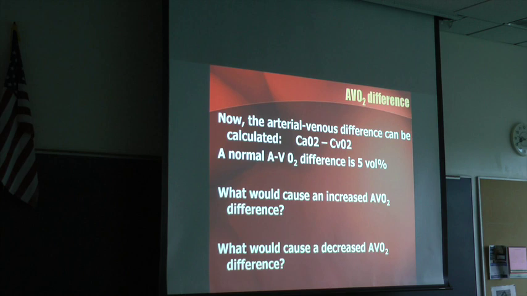Cells are not utilizing O2, such as with cyanide poisoning, or with severe sepsis. And of course, initially there's going to be an increase in metabolism and increased oxygen usage, but then as the patient gets worse and worse and deteriorates, the cells stop utilizing oxygen. With severe sepsis, they're getting ready to die basically, and their cells stop utilizing oxygen. So that would give us a decreased AVO2 difference because the cells didn't pull the oxygen from the blood.